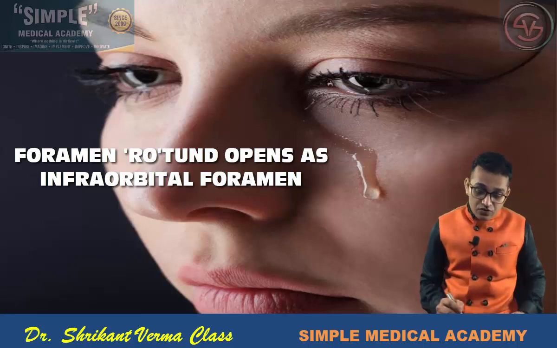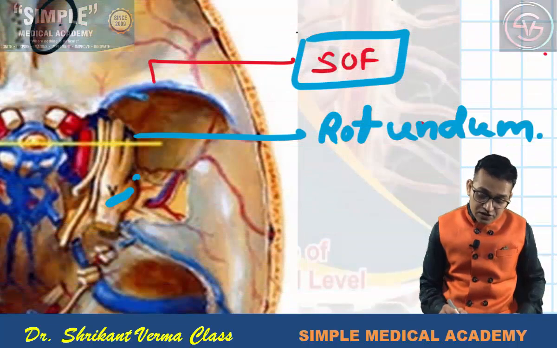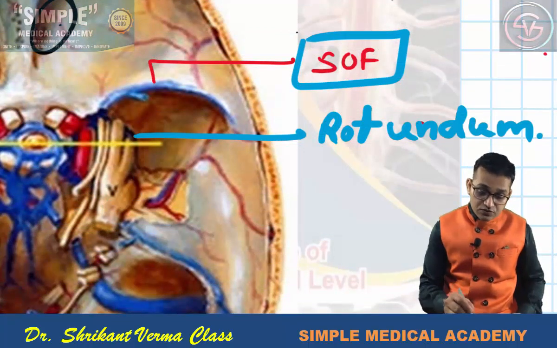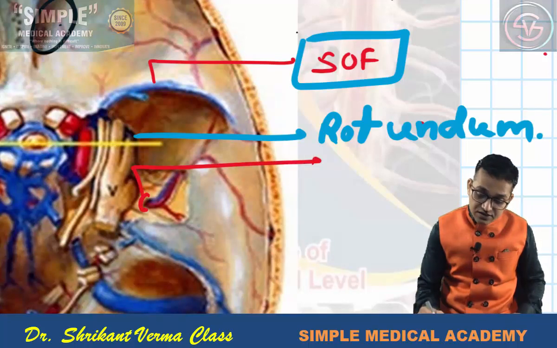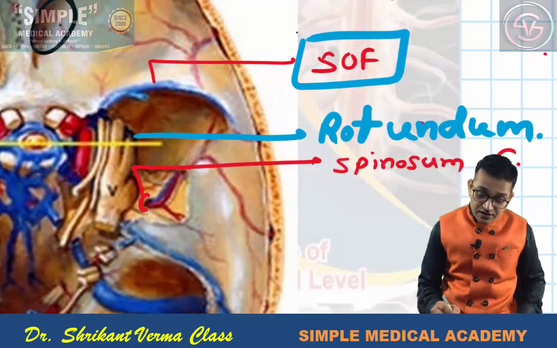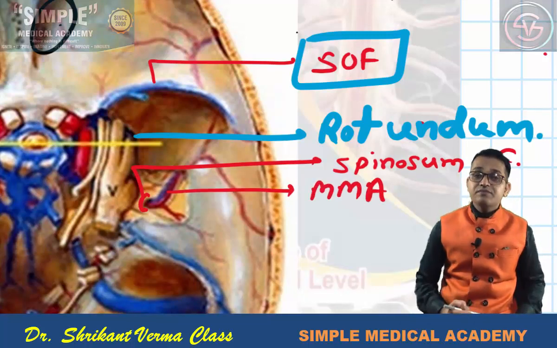Okay, so now the third division of this trigeminal nerve, that is V3, is passing through the foramen ovale. Now just lateral to this foramen ovale, can you see this is the foramen spinosum? Yes, this is the foramen spinosum. Through this foramen spinosum, can you see the vessels are passing? These are the middle meningeal artery and the middle meningeal vein.